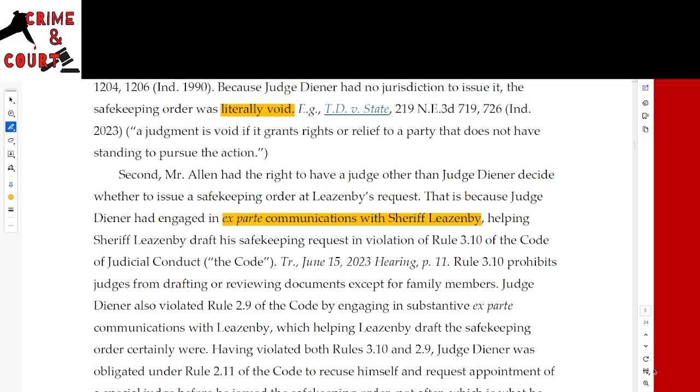So this judge, apparently, Judge Diener, had been engaging in ex parte communications with Sheriff Lesenby, helping Sheriff Lesenby draft his safekeeping request. So he helped him write it, in violation of Rule 3.10 of the Code of Judicial Conduct. Wow. You guys are screwed, is what I'm going to say. I think Judge Gull, Judge Diener, Lesenby, I think all of Jerry Holman for sure. I think the FBI should be looking at them if they aren't already.